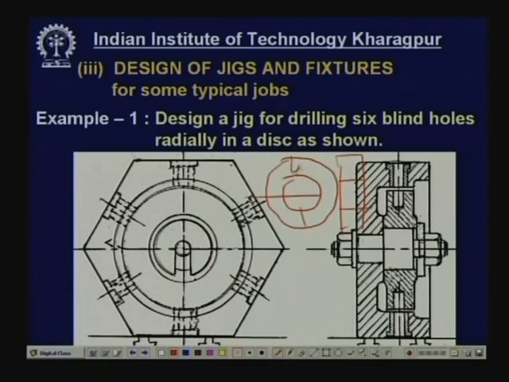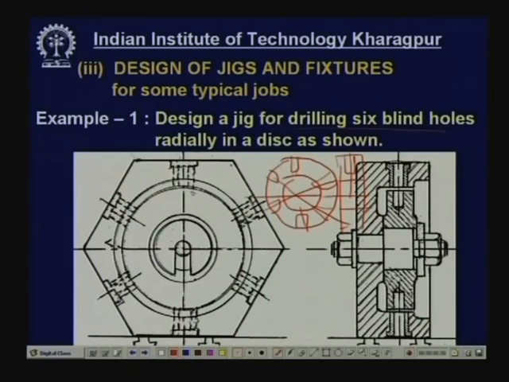Now, one hole has to be made here, one drill here, and one drill here, such 60° apart, one hole here, and one hole here. 6 holes have to be drilled like this, and blind, not to the full extent. So, it is a blind hole, and equispaced holes, 6 holes, and drilling. Task in example number 1 is to design a jig. Why a jig? Because drills have to be made, so this has to be dual guidance. Design a jig for drilling 6 blind holes radially in a disc as shown, that is equispaced.